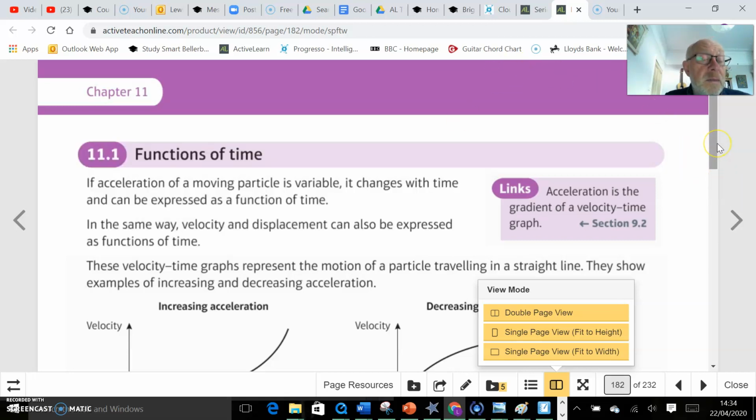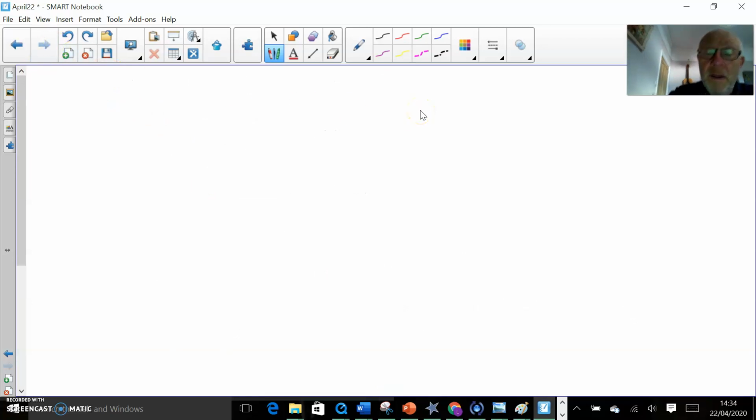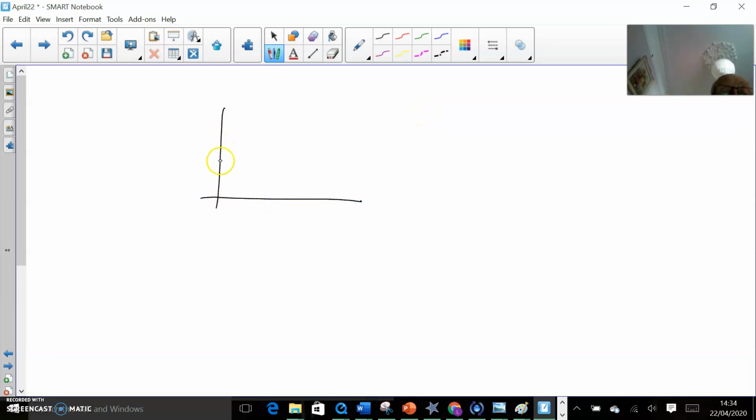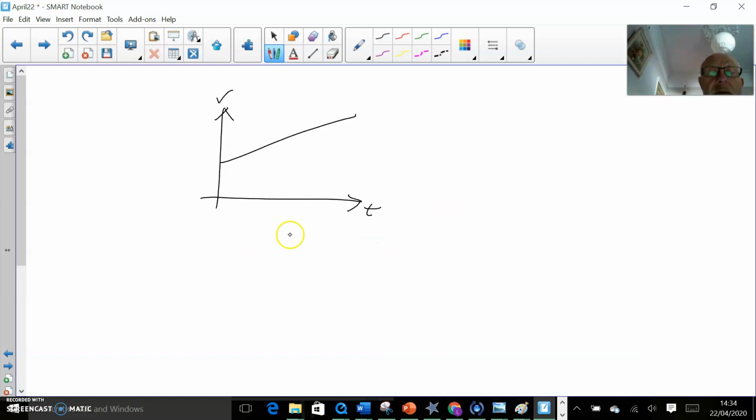Up to now, we've had particles moving with constant acceleration. That is, when you draw a velocity time graph, with velocity here and time here, the velocity increases at a constant rate, and you have a straight line. Now we are going to have the case where acceleration varies.